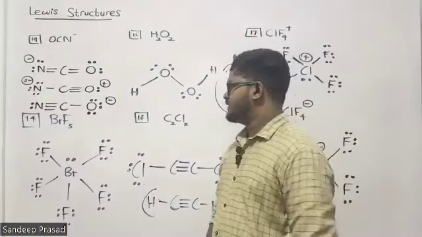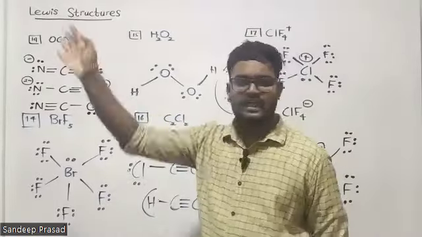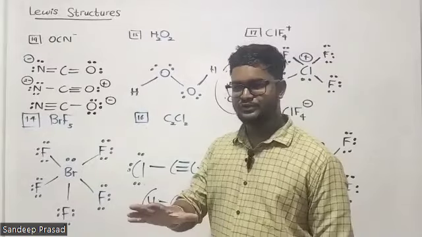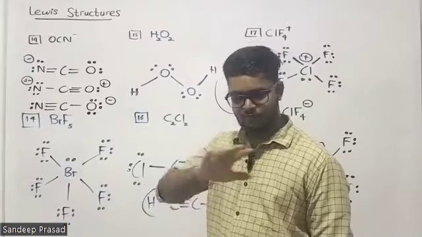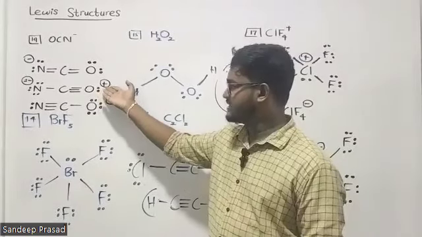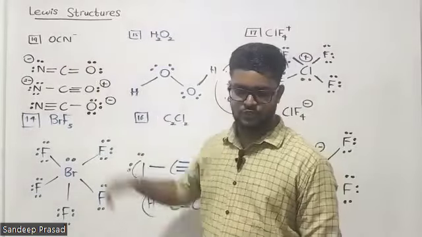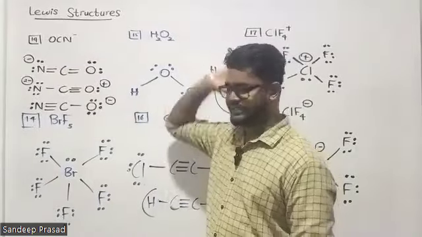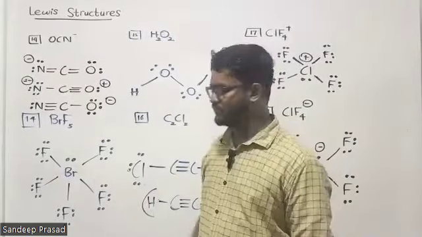Remember, the second one we can directly reject. Why? I told you that when we are drawing the Lewis structures, we have to minimize the charge separation. Look at the charge separation video. This side we have +1, the other side we have -2. Therefore, rejected. Second one, go home, right?